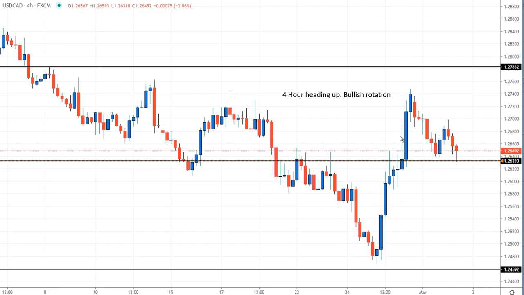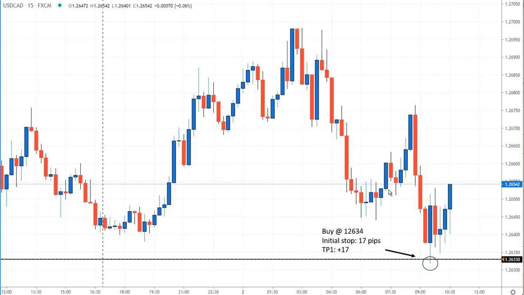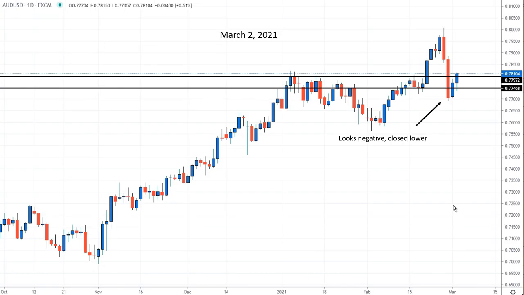This move on the 4-hour is huge, right? Takes out everything, bullish rotation, comes back down to a level that we're interested in, and then the buy down here was at 126.34. It needed a 17 pip risk. And right after this candle, the whole thing collapsed. That's why trade management is so important. We still got 17 pips out of it before it comes back down.